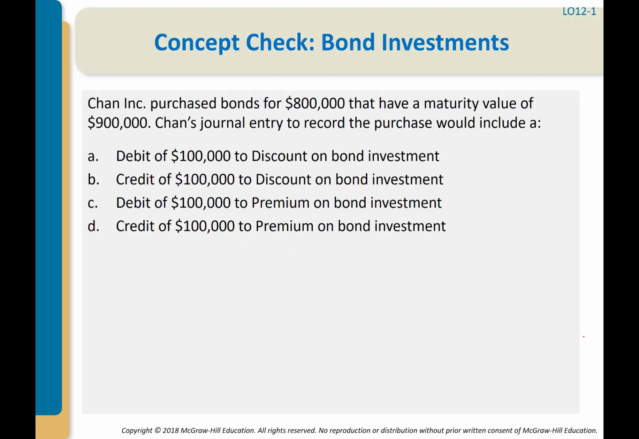So you come over and, let's just take a look at this question. Chan Inc. purchased bonds for $800,000 that have a maturity value of $900,000. Chan's journal entry to record the purchase would include what? Let's just do the whole transaction. How much did they purchase it for? Purchase bonds for $800,000?